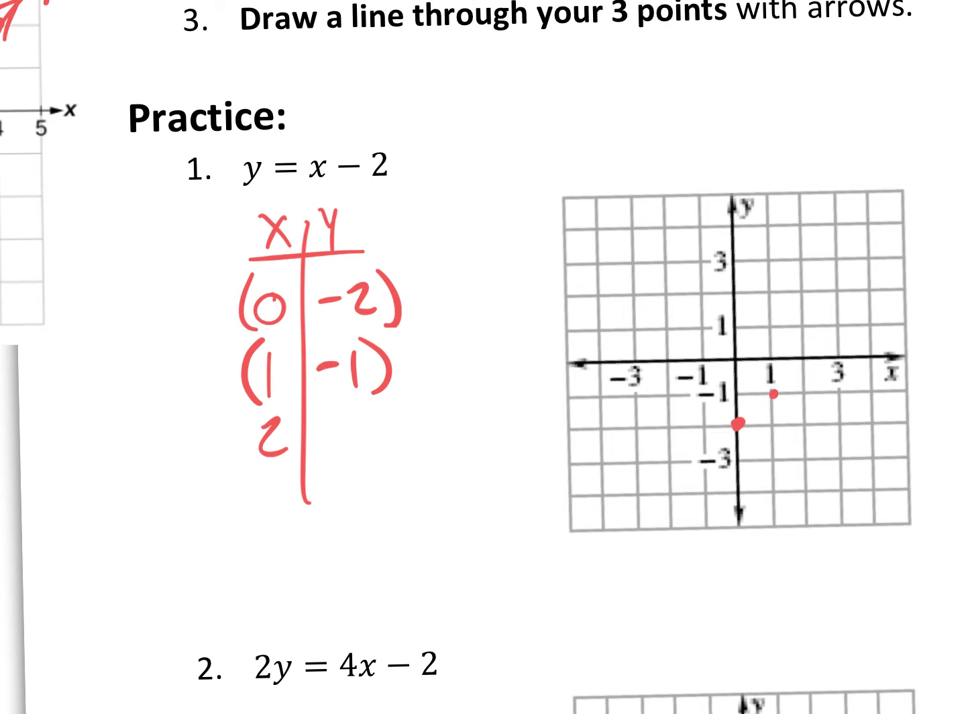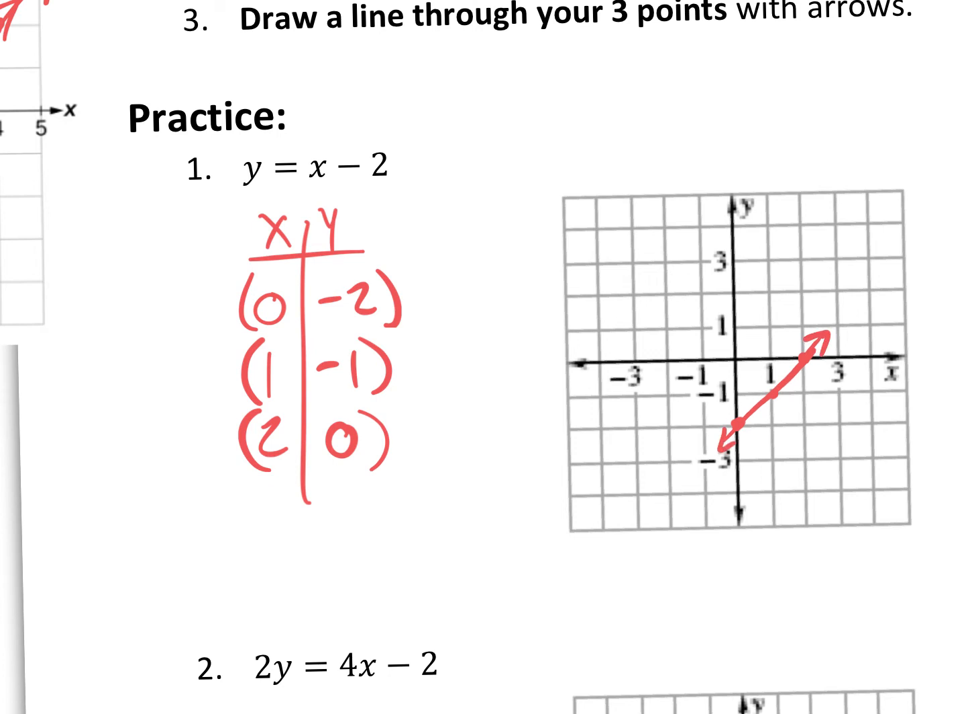And last but not least, 2, what? Plug in a 2. 2 take away 2 is 0. Okay? So 2 on the x, 0 on the y. There it is. Put a dot right there. And here is our line. All you got to do is draw your line and put some arrows on it, and you're good to go.